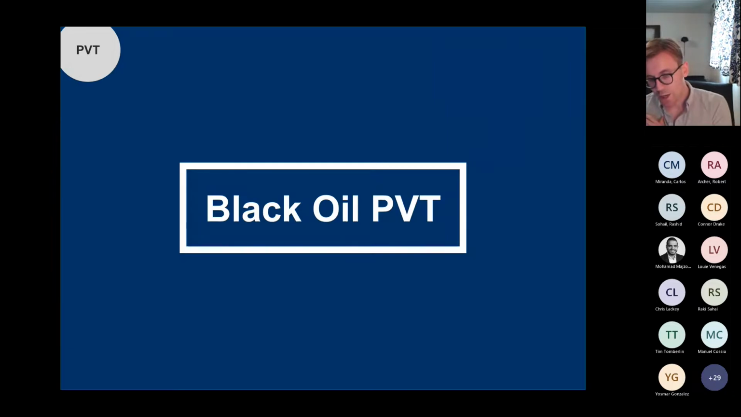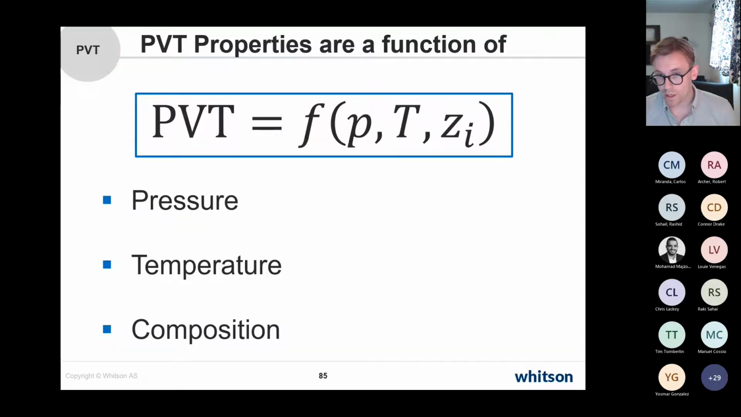So when you have an equation of state, what you will do in the software, and what you automatically do in the software, is just by providing very simplified input parameters, you can then go ahead and estimate your black oil PVT tables, or your PVT tables in general. We know that PVT properties, as we talked about earlier, are a function of pressure, temperature, and composition. That's the fundamentals. That's exactly the same as the equation of state.